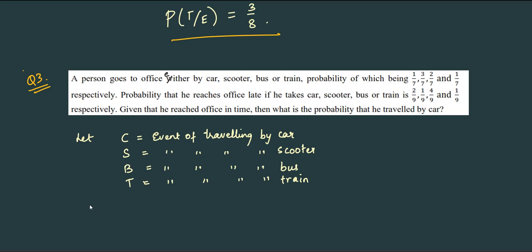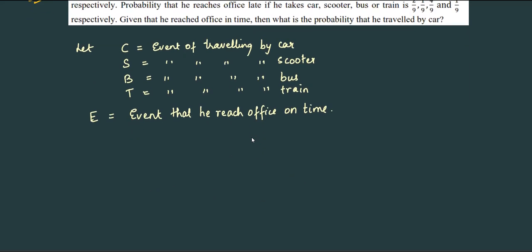Now, let E be the event that he reached office on time. Given that he has reached late, the probabilities given are, so E bar will be the event that he reaches office late.